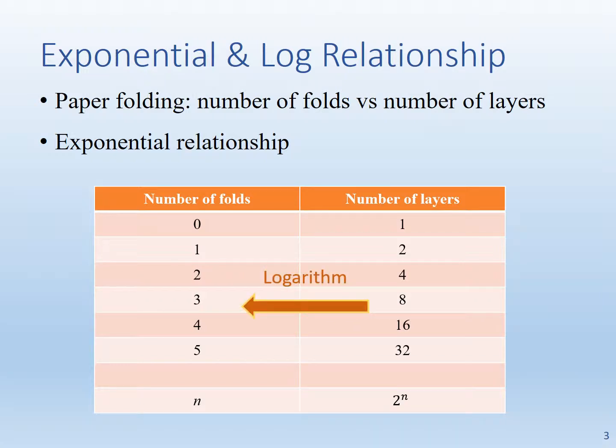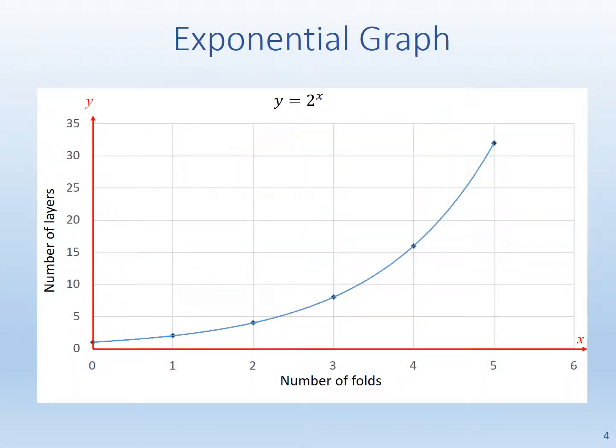If we go backwards and work out the number of folds from the number of layers, then we take the logarithm. So the logarithm of 8 is 3. This is a graph of our exponential relationship. So we read off the number of layers on the y scale from the number of folds. For example, if we have 3 folds, we read off that we have 8 layers. Now, going backwards from the number of layers, if we read off the number of folds, we are taking the logarithm. The logarithm is just the inverse of the exponential function.